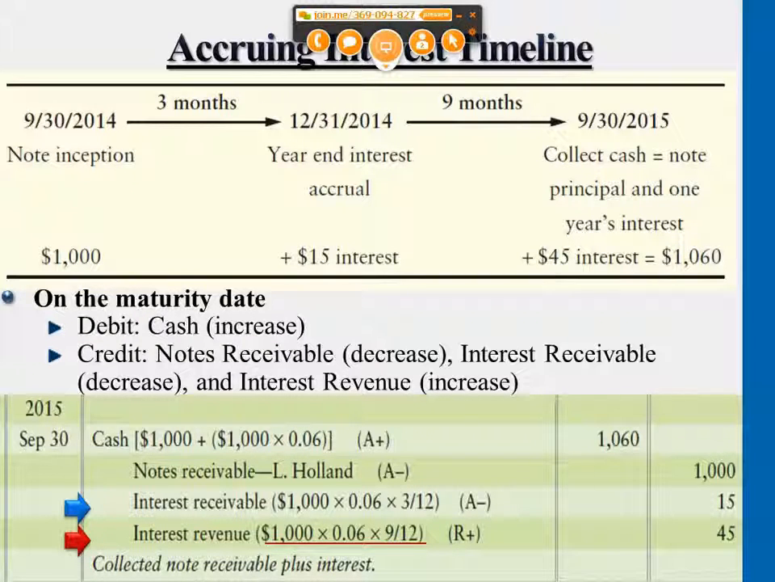So this journal entry means that we're now collecting the total amount of cash, $1,000 plus $60 of interest, and then reversing notes receivable, because now we're collecting it by cash, so we reduce notes receivable $1,000. We also reduce interest receivable that we recognized last year end, the $15, and then also interest revenue that is considered this year's interest revenue for 9 months, $45.